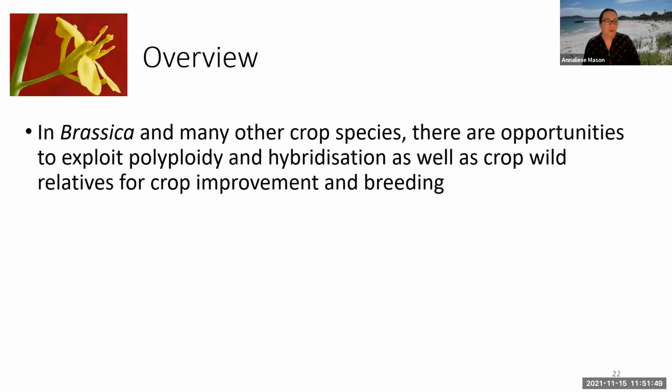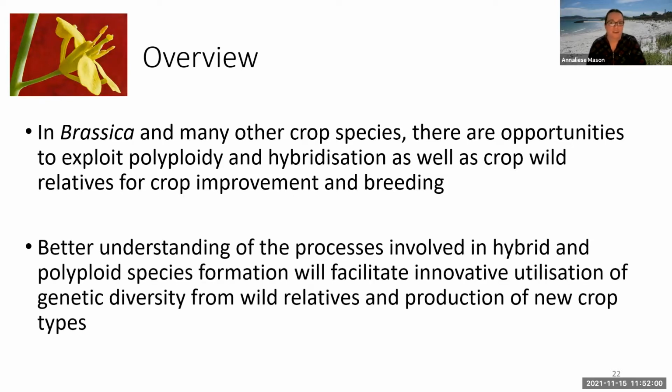Okay, so just as a quick overview, in Brassica and many other crop species, there's a lot of opportunities to exploit polyploidy and hybridization, as well as crop wild relatives for crop improvement and breeding. So a better understanding of the processes involved in this hybrid and polyploid species formation is interesting enough on its own to this audience, I think, but might also help us to make new crop types, particularly in the Brassica genus.